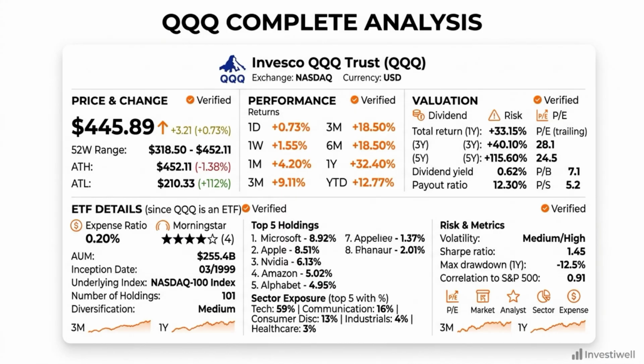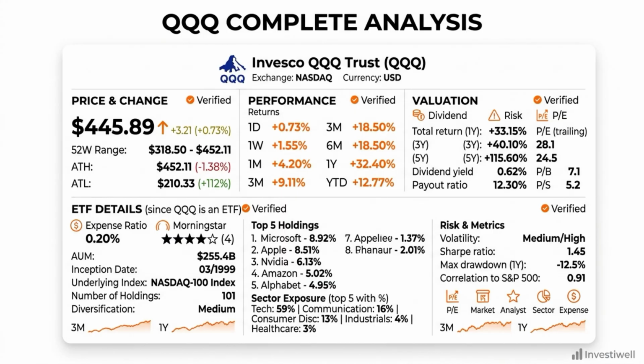Now, the expense ratio here is wonderfully low at 0.20%, which is great, and Morningstar gives it a 4-star rating. But here's the critical question. If this ETF has a 0.91 correlation to the S&P 500, why should an investor choose to take on the medium-high volatility and stomach a terrifying negative 12.5% max drawdown? Like, why wouldn't they just buy a boring, highly diversified, lower volatility S&P 500 index fund and sleep peacefully?